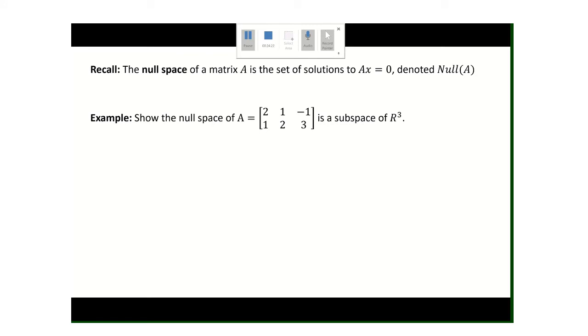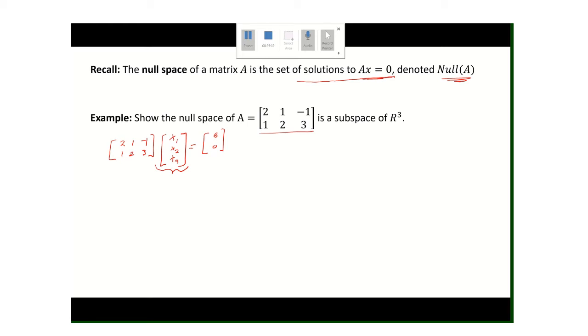Okay. Now remember, we had talked about the null space of a matrix. And we had talked about the null space of the matrix being the set of solutions to AX equals 0 and is denoted by null of A. So let's take a look at a null space, and we'll look at an example. Show me the null space of this matrix. So the null space of this matrix, it's all the solutions to AX equals 0. So it's all the solutions to [1, 2, 1; 1, 2, -1, 3] times x1, x2, x3, equals 0, 0. So it's all the vectors x1, x2, x3 that satisfy this equation.